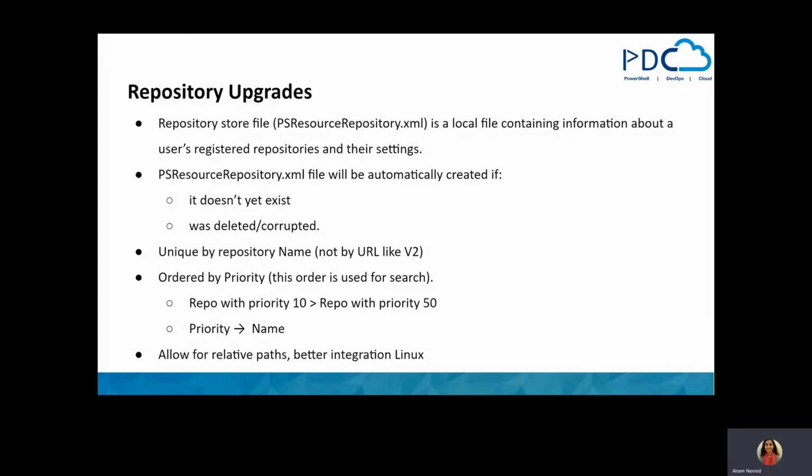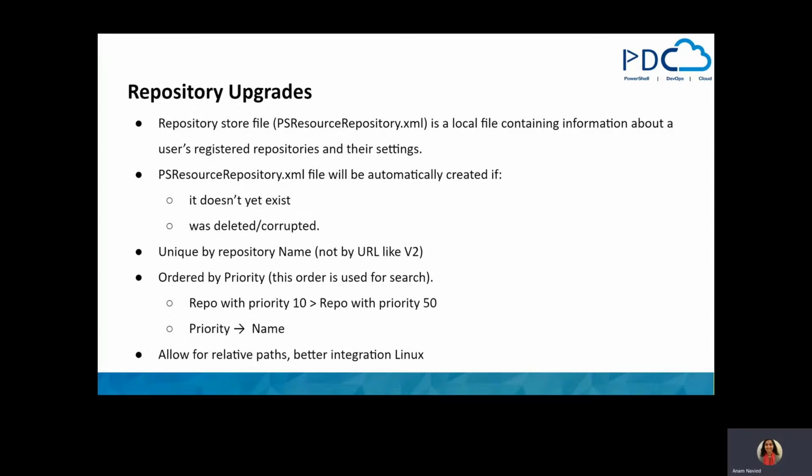So when you register a repository, update its settings, or unregister one, it'll update the information in your repository store file. The change we made is that if this repository store file doesn't exist for a user when they run a commandlet that relies on getting repository information, or if that repository store file has been deleted or corrupted somehow, PowerShell automatically creates that repository store file again and registers PS Gallery as the default repository. The nice part about this is that the user doesn't have to deal with an error message about the missing repository store file, nor do they have to create it themselves.